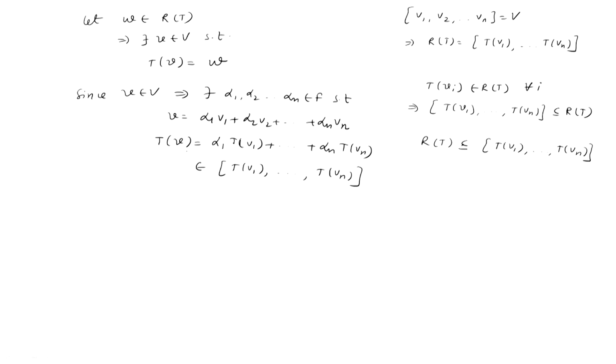And T of V is what? T of V is W. Okay, so we have shown that this W belongs to the span of this. That means R of T is a subset of the span of this. So from these two results we can say that R of T is equal to the span of T of V1, T of V2 up to T of Vn.